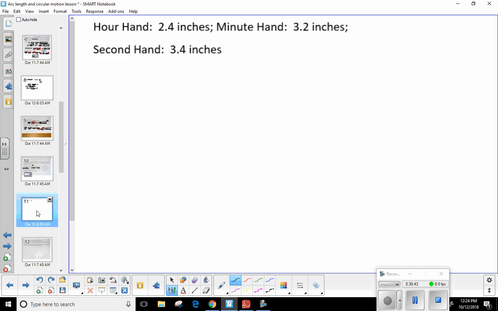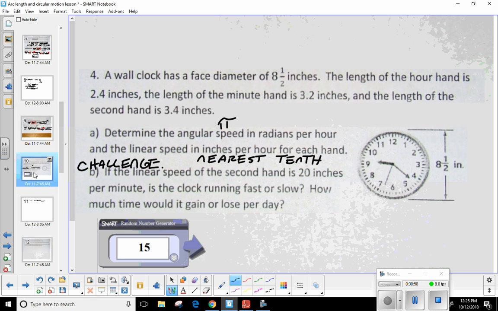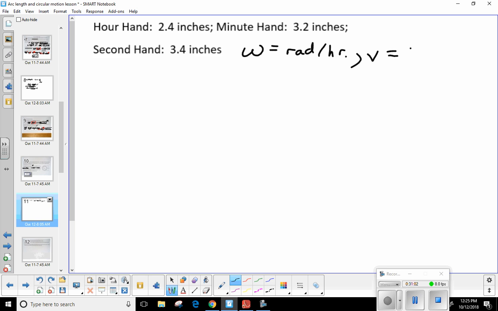Okay. So we want to keep the angular velocity in radians per hour. And we want the linear velocity in, what was it? Inches per hour? Linear in inches per hour, yes. And it doesn't matter which one we do first. We can do the hour hand or we can do the minute hand.